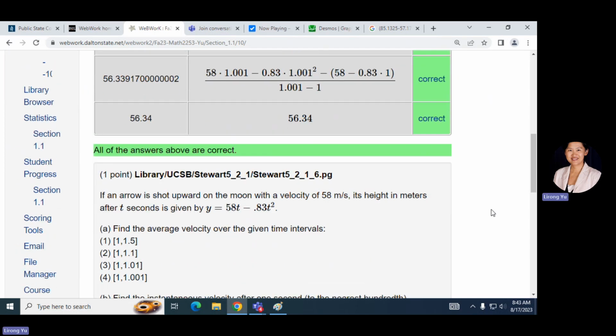And that seems to be where it's question number 10. Any other question for the homework?